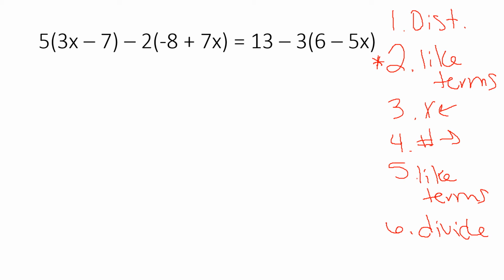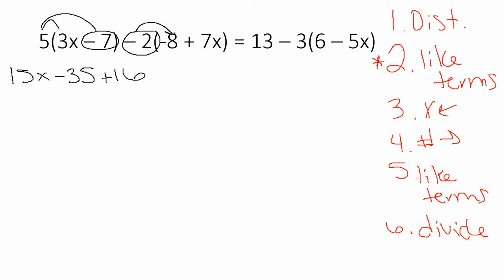All right, now that you've worked the problem, let's see if we can get to the same answer that you got. So I'm going to start working this. 5 times 3x, we have to distribute, right, is 15x. 5 times, watch that, negative 7, okay? Watch your signs. 5 times negative 7 is negative 35. Negative 2 times negative 8 is positive 16. Negative 2 times 7 is negative 14x. I know I'm doing this fast, but you've already done it, right?